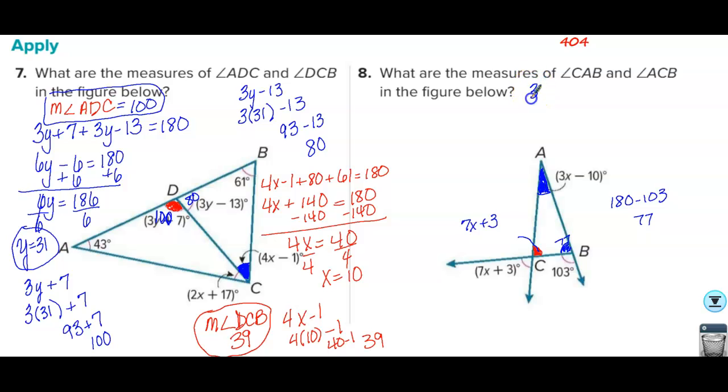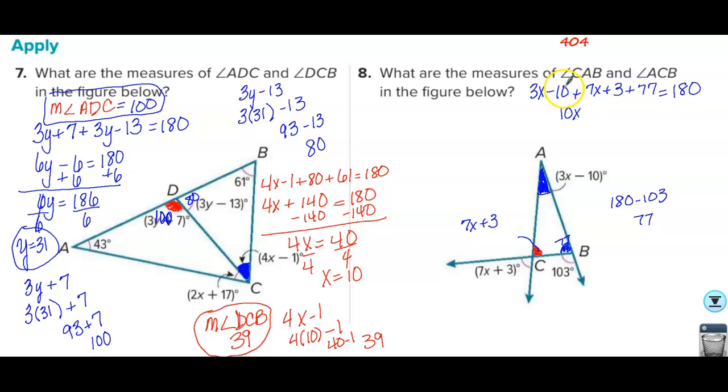I'm going to add these three triangle angles together, 3x minus 10, and then this one, 7x plus 3. Okay. And then I'm going to add this one, 77. And I know they all equal 180. So my goal here is to solve for x so I can figure out what the angle measures are. I have a 3x and a 7x. It gives me a 10x.